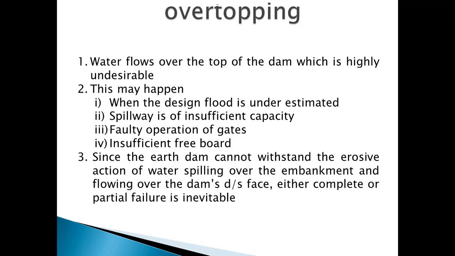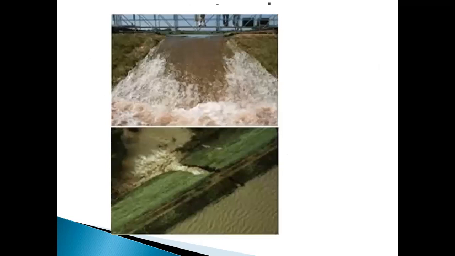This may happen when the design flood is underestimated, the spillway is of insufficient capacity, faulty operation of gates, or insufficient freeboard. Since the earth dam cannot withstand the erosive action of water spilling over the embankment and flowing over the downstream face, either complete or partial failure is inevitable.